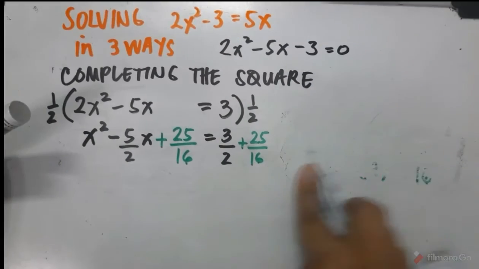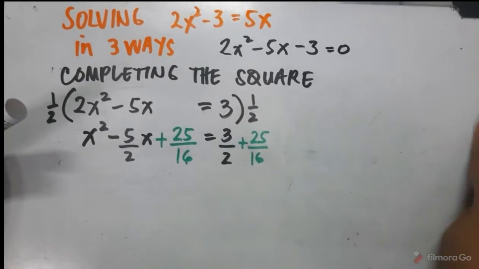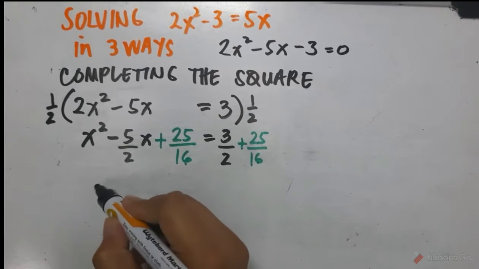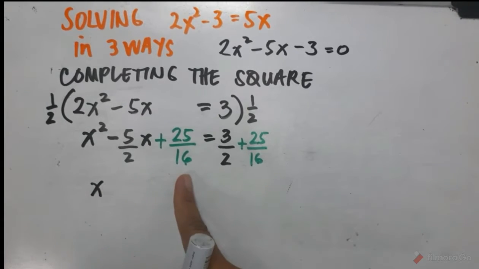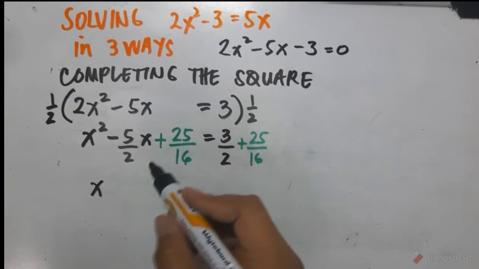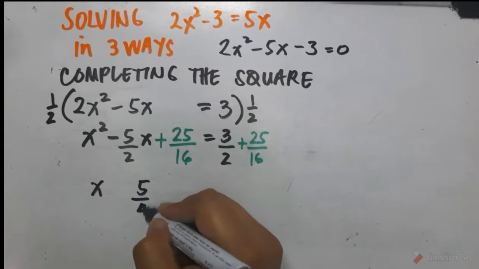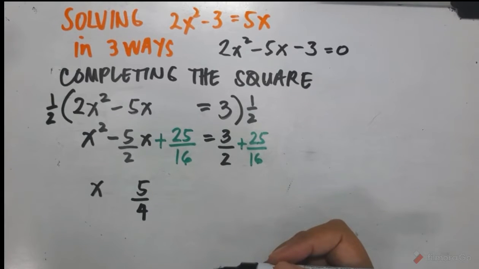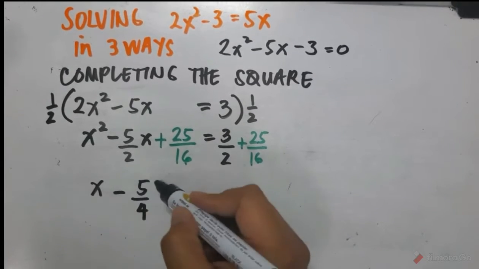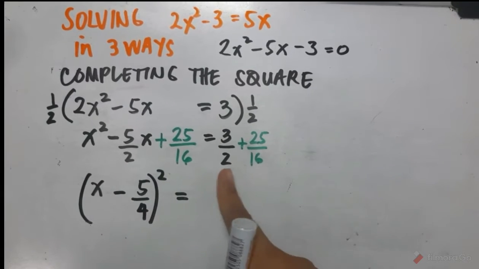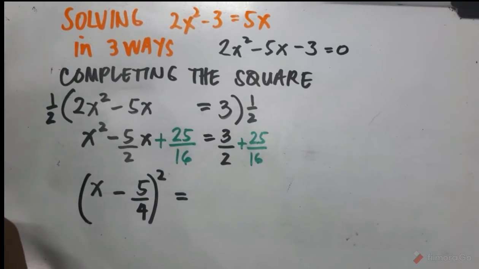Okay? We change the perfect square trinomial into a square of a binomial. To do that, we get the square root of x squared, so that would be x, and the square root of 25/16. The square root of 25 is 5. The square root of 16 is 4. Then copy the sign of the second term. Squared is equal to the sum of these two fractions.